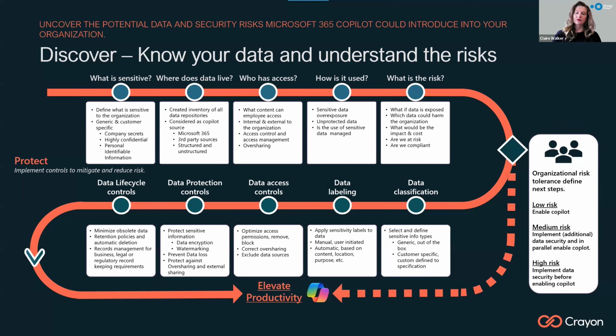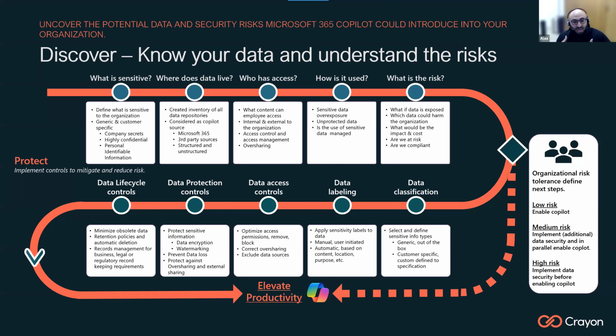Second, data labeling. Tag the data with metadata indicating its sensitivity level. This can be done manually by users or automatically based on the content, location, and purpose. Applying sensitivity labels helps to maintain compliance and data protection with regulations.